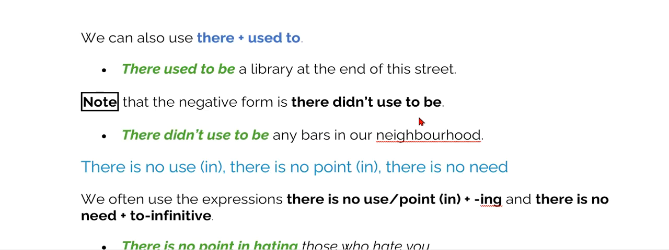So we can also use there plus used to. We can use there before used to as a dummy subject. For example, there used to be a library at the end of this street. There used to be. Note that the negative form is there didn't used to be. There didn't used to be any bars in the neighborhood. This is the British spelling of neighborhood. Americans usually write it without U. So neighborhood without U is American style, but with U is British. There didn't used to be any bars in the neighborhood, using there as a dummy or preparatory subject before used to.